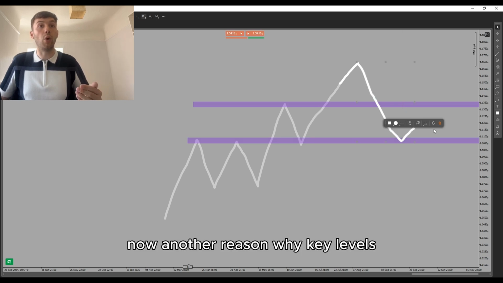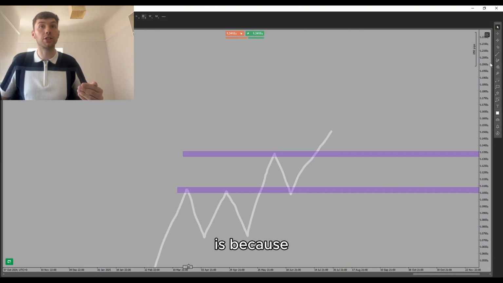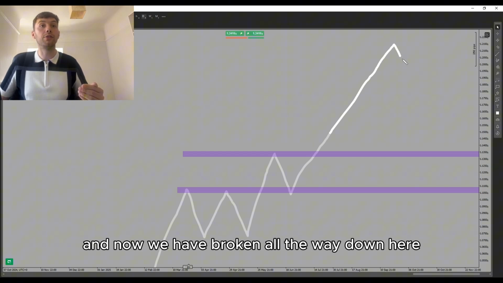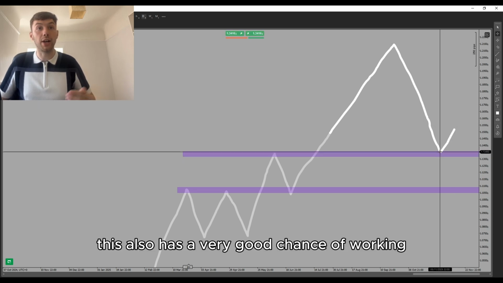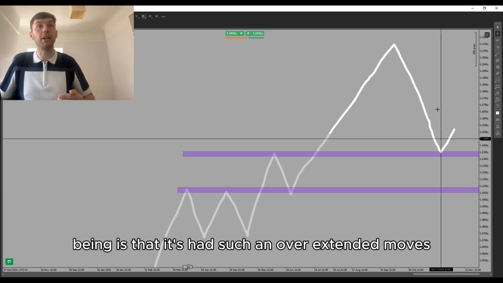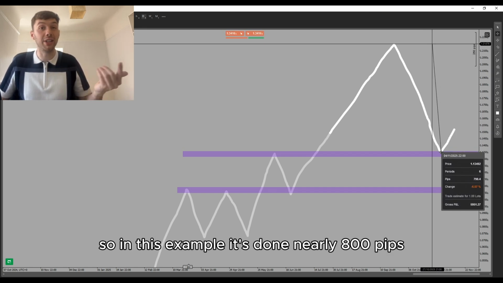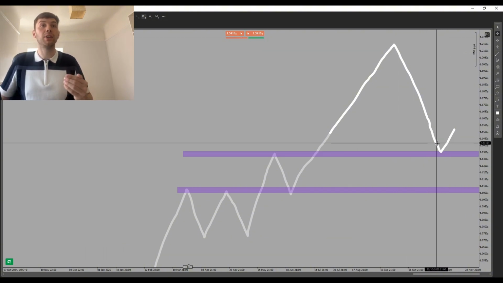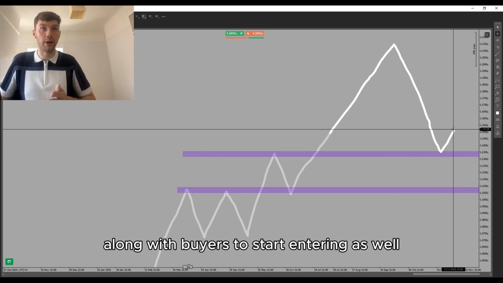Now, another reason why key levels might work better in one scenario than another is because of overextended moves. So imagine we've moved all the way up here, and now we have broken all the way down here. Now, this means that this also has a very good chance of working. The reason being is that it's had such an overextended move. So in this example, it's done nearly 800 pips. So what you can expect is for these sellers here to exit their positions at that key level, along with buyers to start entering as well.